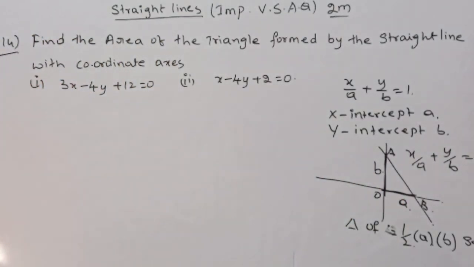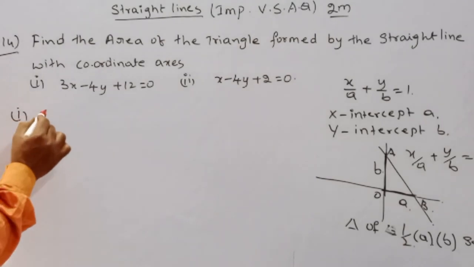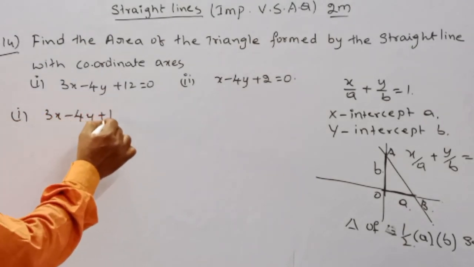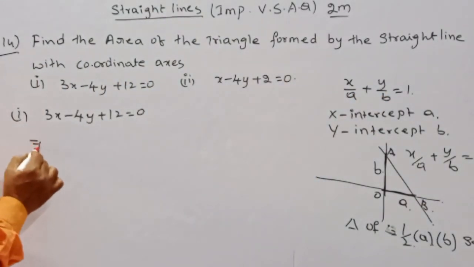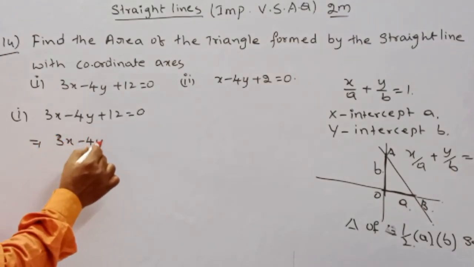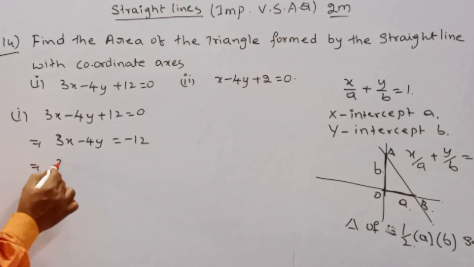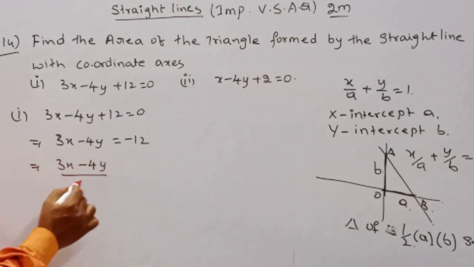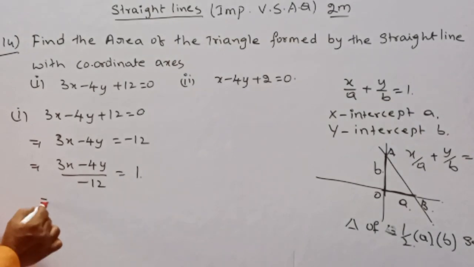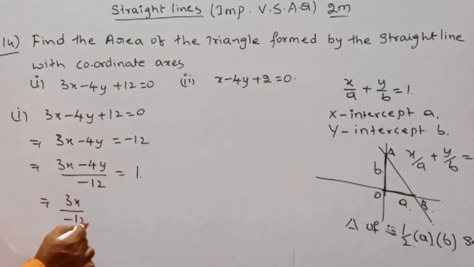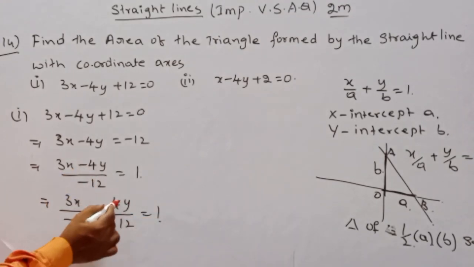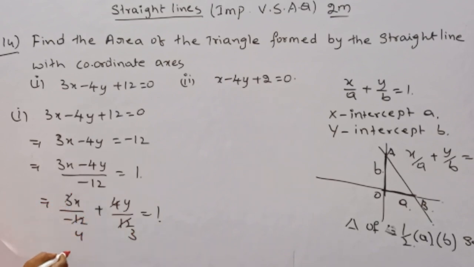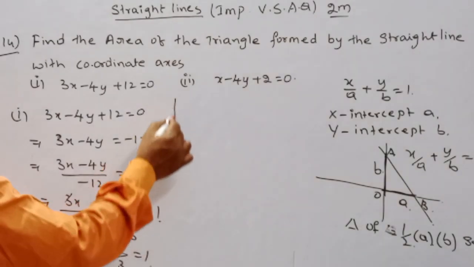Okay, all of you. Here you see the first one, 3x minus 4y plus 12 equal to 0. You can convert this into this form. This implies 3x minus 4y is equal to minus 12. Dividing by minus 12, 3x by minus 12 plus 4y by 12 is equal to 1. Minus minus gives plus. So x by minus 4 plus y by 3 is equal to 1.